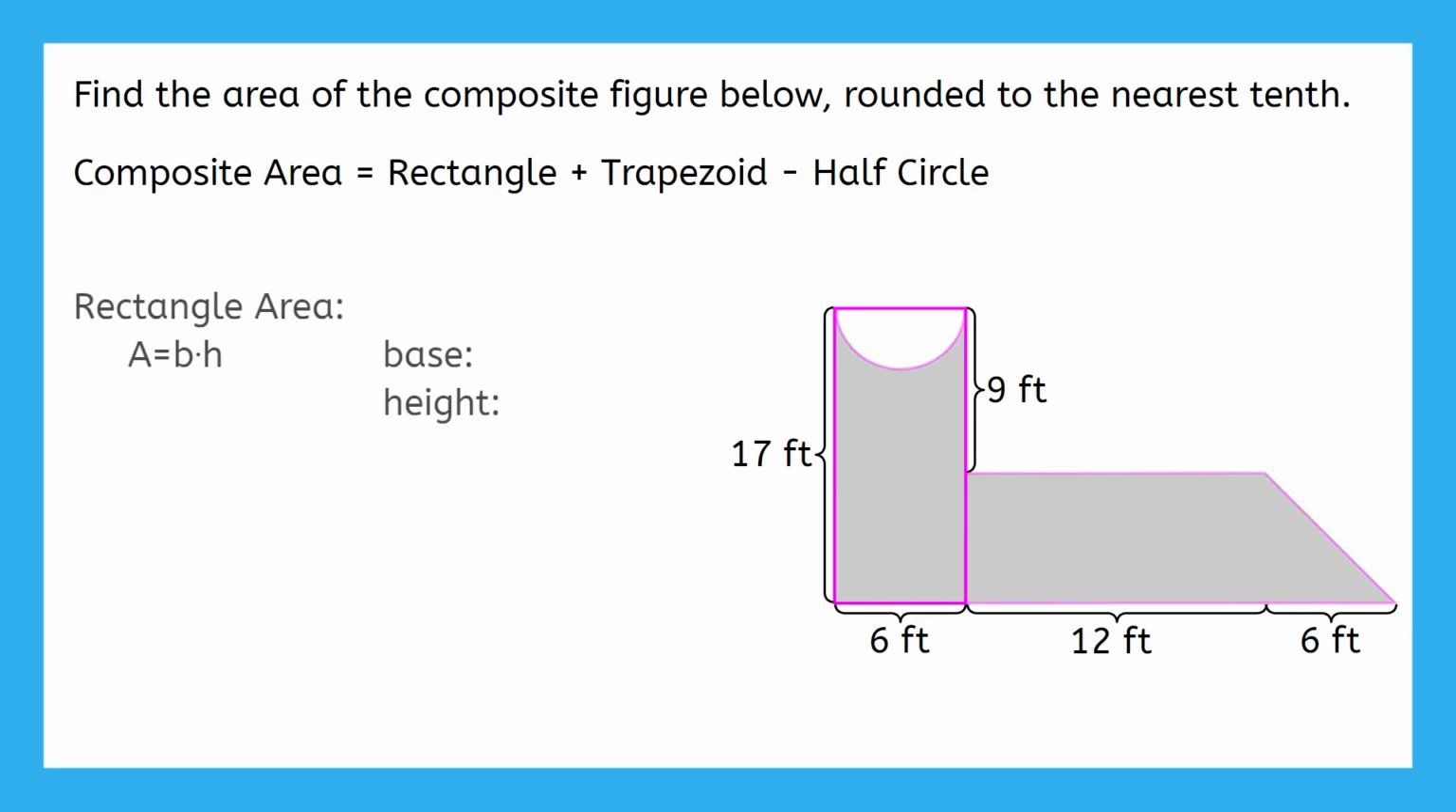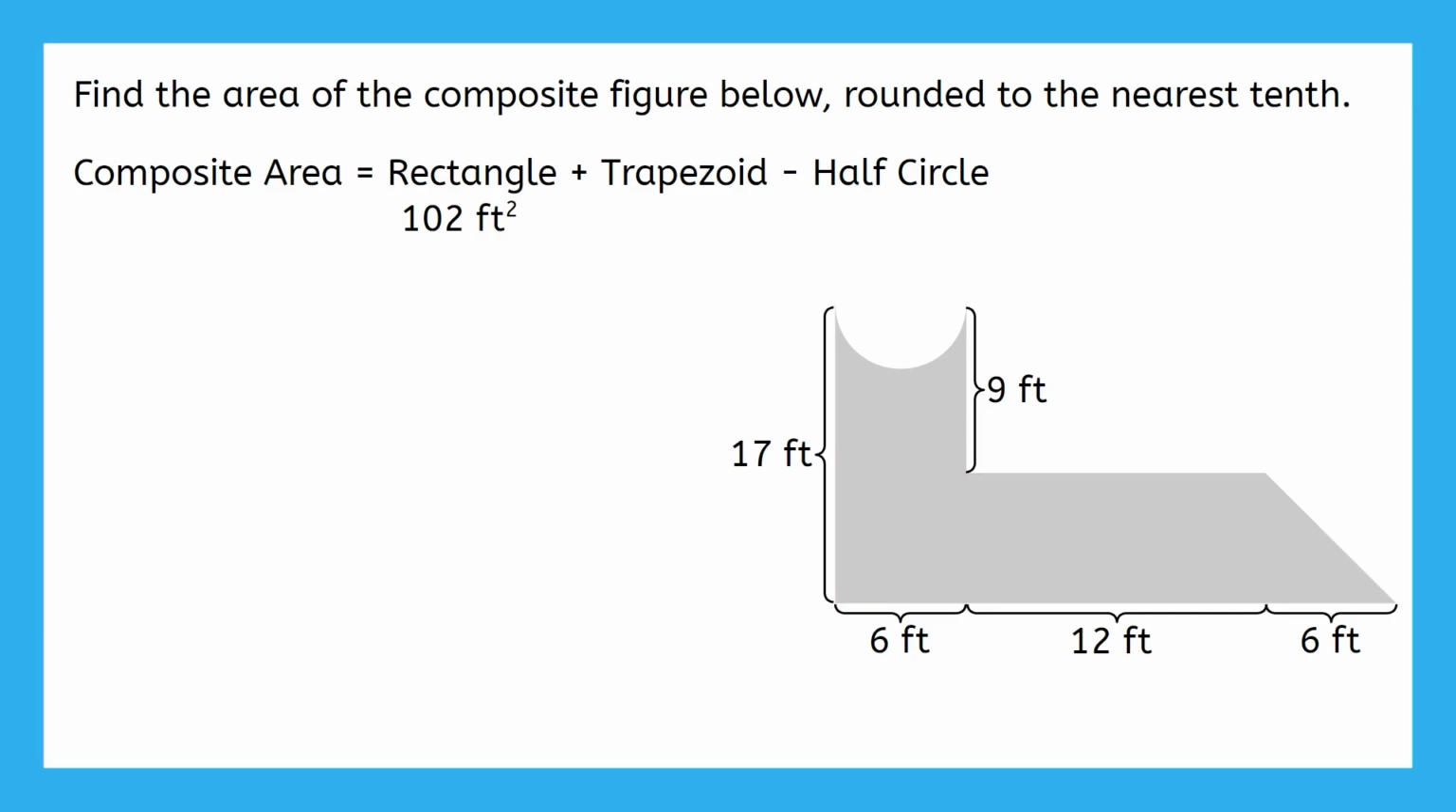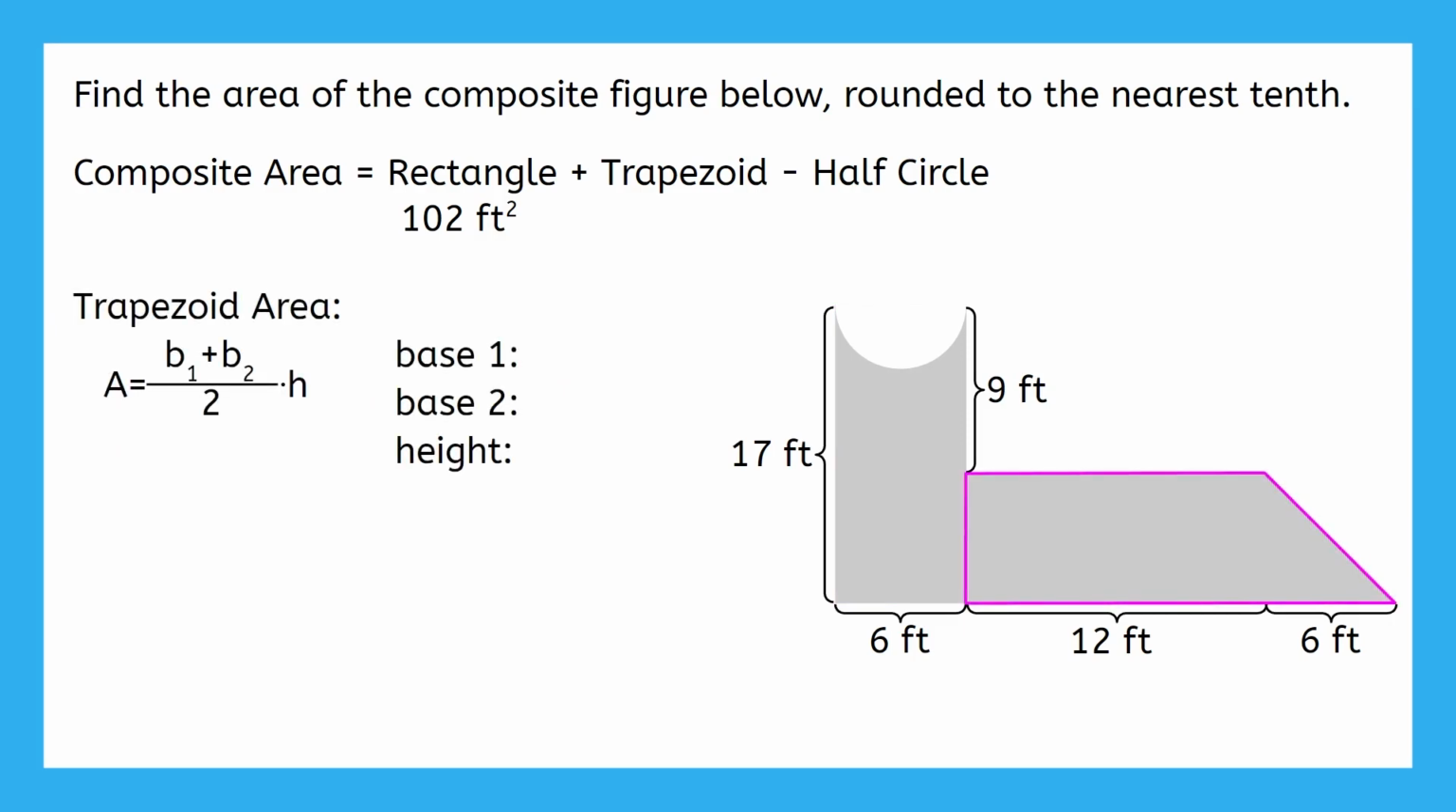Let's start with the rectangle. The rectangle has a base of 6 feet and a height of 17 feet. Remember, it doesn't matter which side is the base and which is the height, so if you have these backwards, that's okay too. Now I can use these in the area formula, simplify that, and get an area of 102 square feet for the rectangle. Next, I'm going to do the trapezoid.